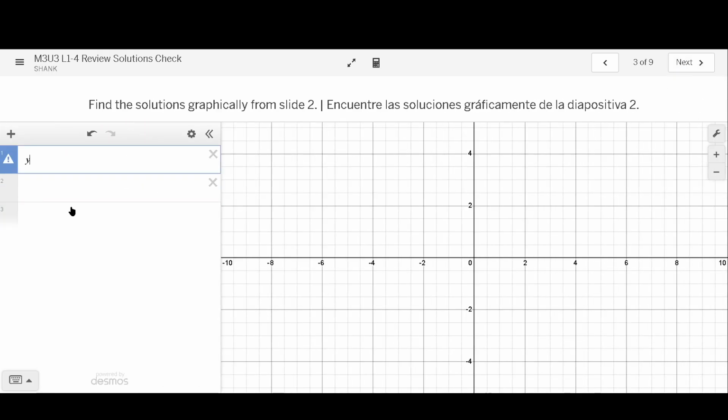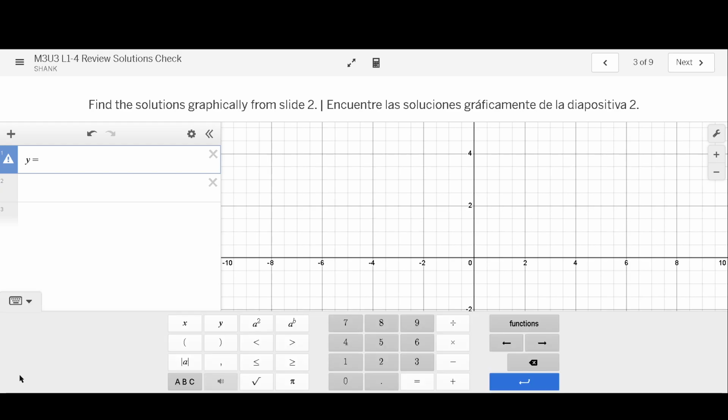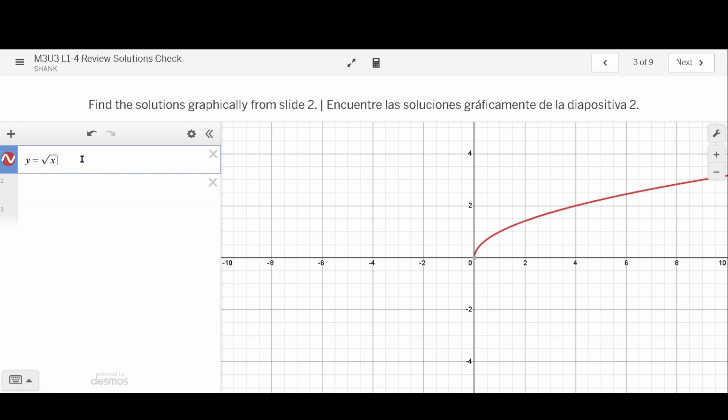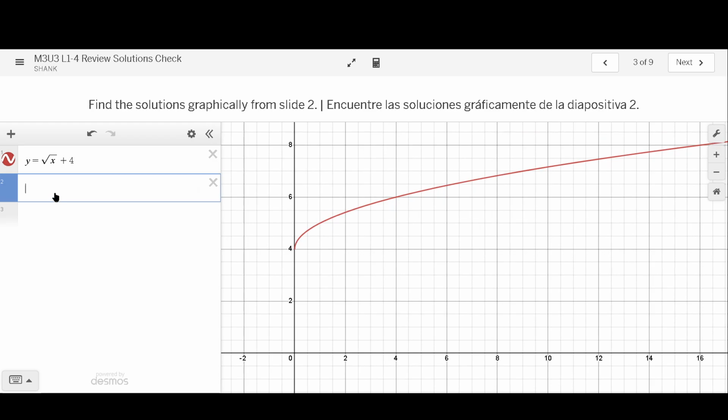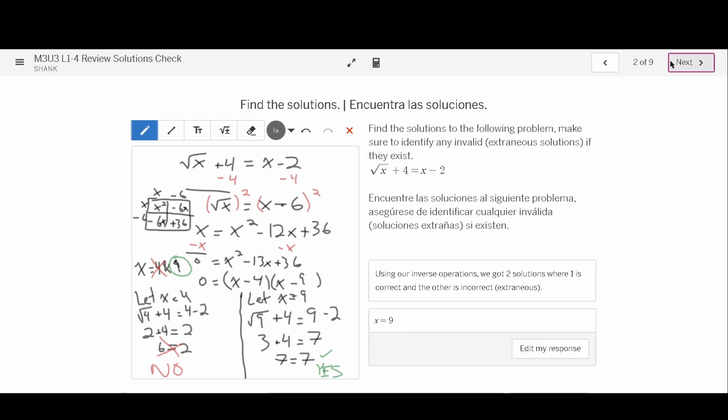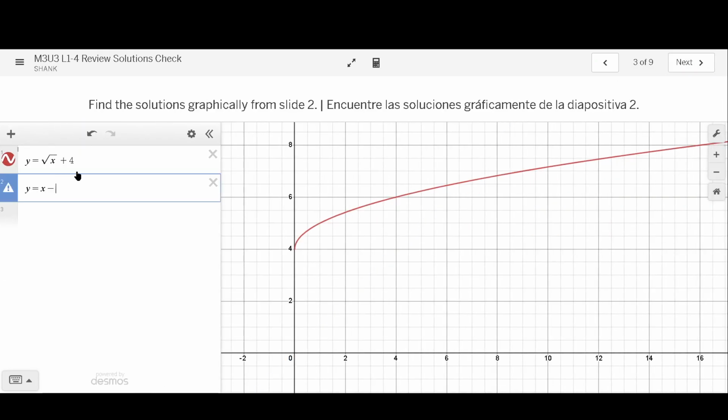I'm going to say y equals, hit the little keypad button, and this pops up. I'm going to say square root x, make sure it's separate, so you have to move that cursor to the right side, and then I say plus 4. So that's my first graph, and it's going to be like this. Again, you can move this around for yourself so that you can see it. Then my second line is going to be y equals, and then what did it say? I had x minus 2. So I said y equals x minus 2. So notice how it gives you 2 different lines. Again, that solution point is where they cross. And so it's going to be at the point 9, 7.